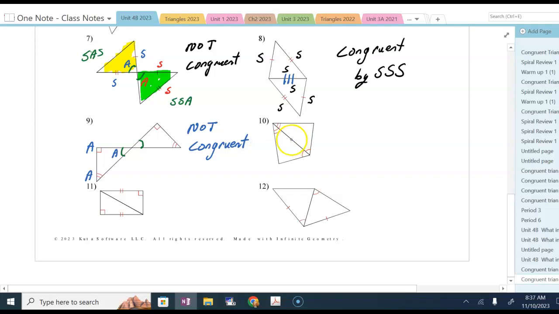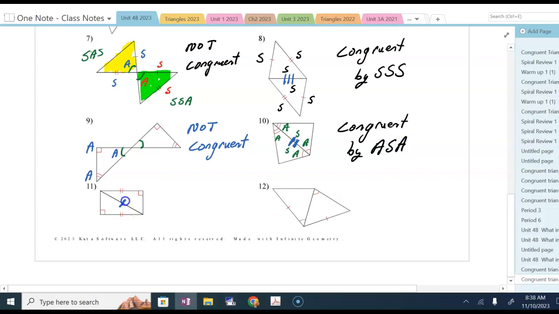In problem number 10, we're going to mark the reflexive property. Then on the triangle towards the top, we have angle, side, angle. And in the other triangle, we have angle, side, angle. So these are congruent by angle, side, angle.